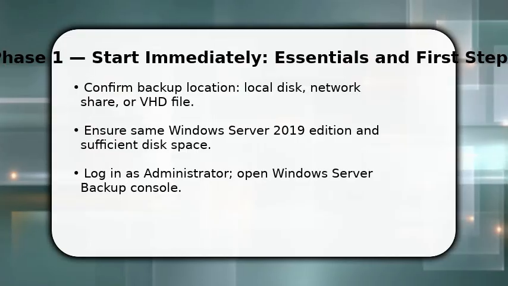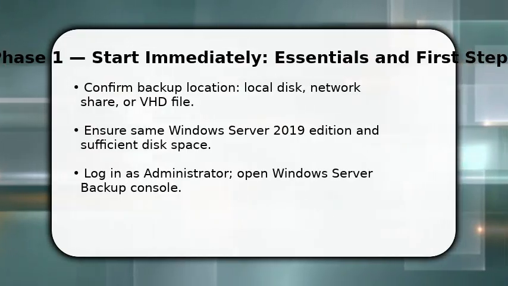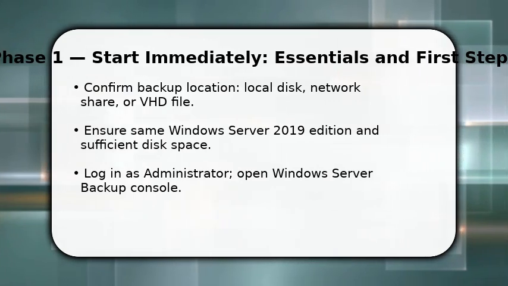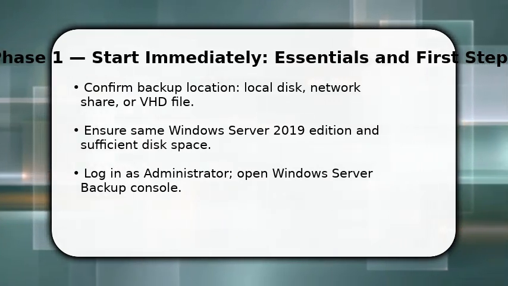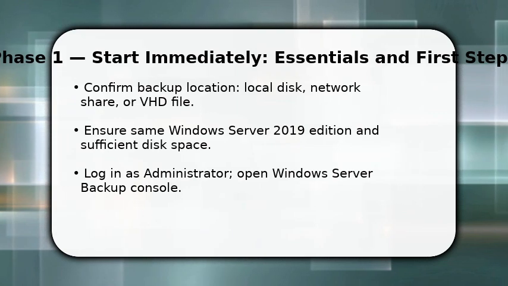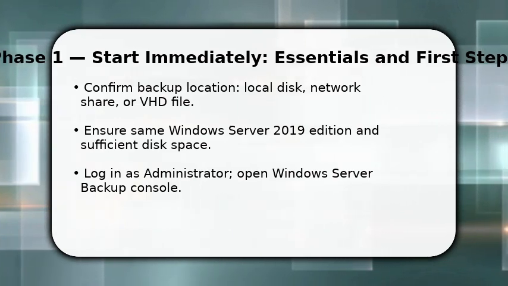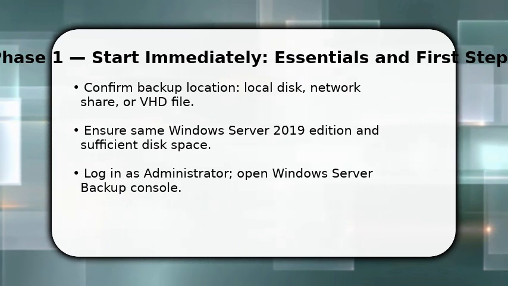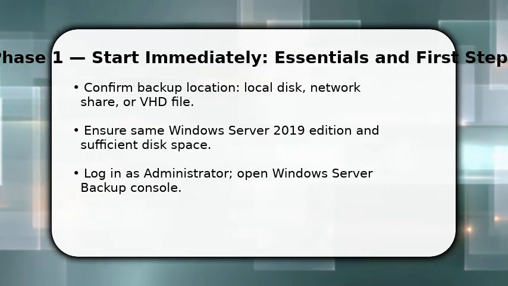You begin by validating prerequisites and then start the restore immediately. Verify that the backup set is accessible on the local disk, network share, or VHD file. This avoids mid-restore failures. Next, make sure the target server runs the same Windows Server 2019 edition and has enough free disk space to receive data.